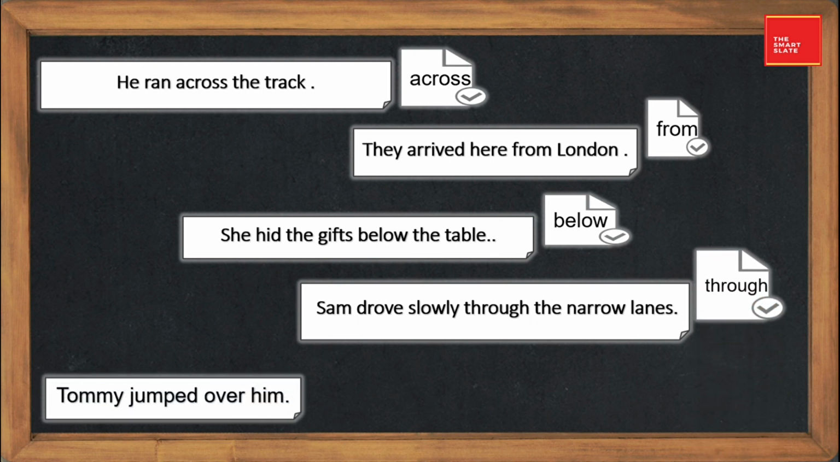Tommy jumped over him. So Tommy jumped over someone or something. So the place where Tommy jumped is over him. Over becomes the preposition of place.